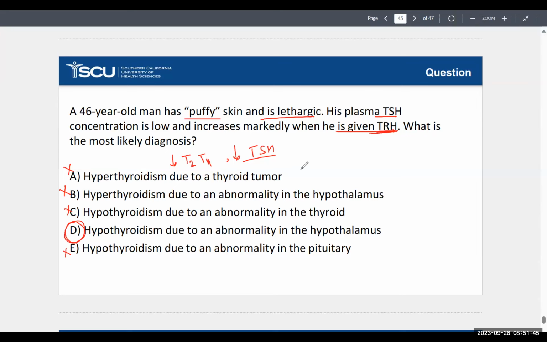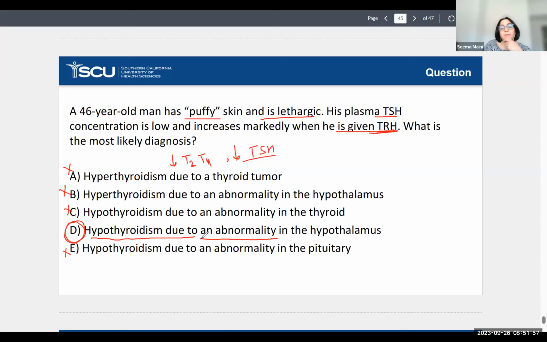Also, can it be because the hypothalamus isn't releasing thyrotropin-releasing hormone? Yes, that is what this choice says: hypothyroidism due to an abnormality in the hypothalamus. So this is hypothalamus failure. You're giving TRH and the whole axis is responding. Make sense?